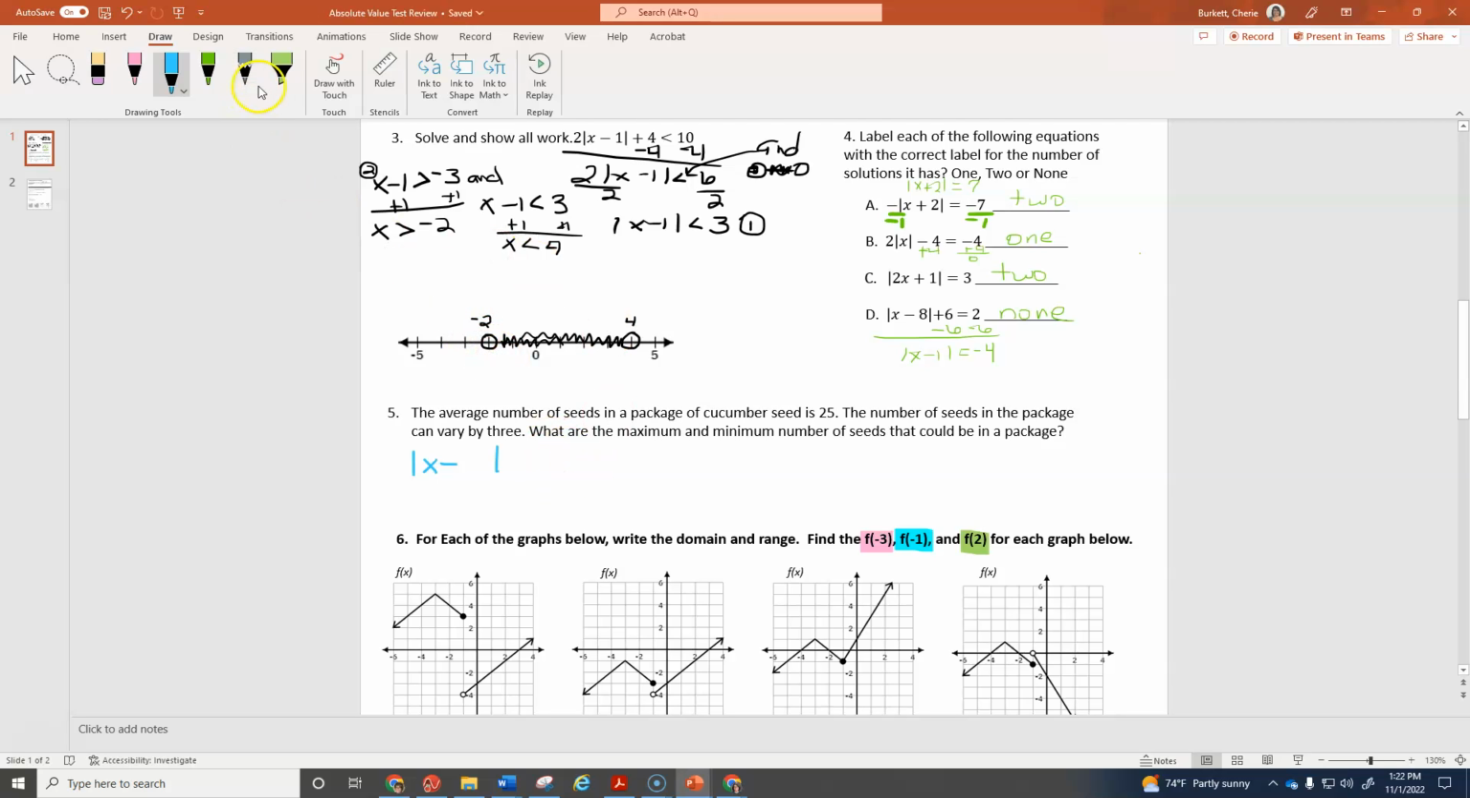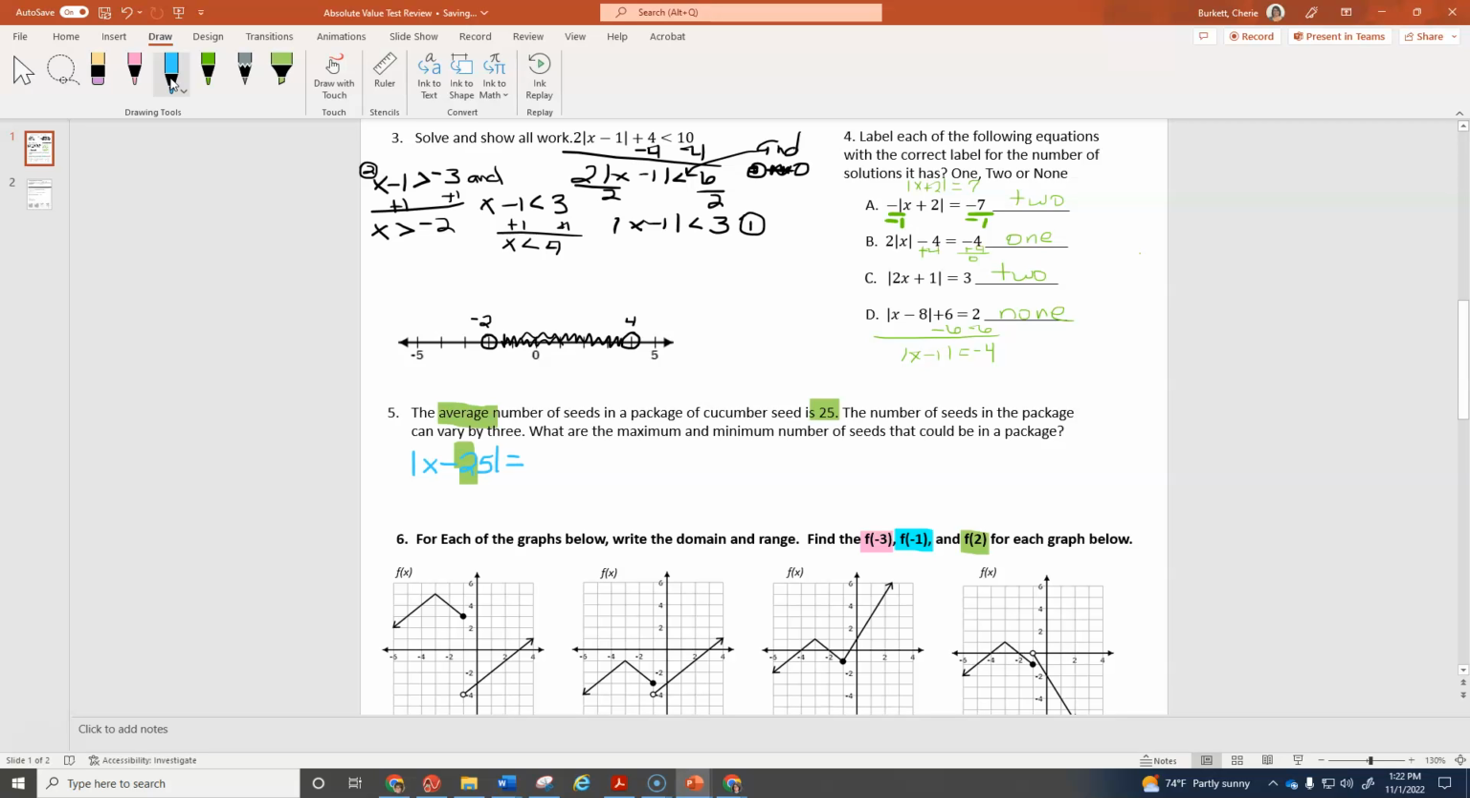So I am going to highlight the average. So that's telling me what the number that goes right here. The average number of seeds is 25. So I'm going to write 25 inside the absolute value bars. It says, what is the minimum maximum number? So they just want those endpoints.